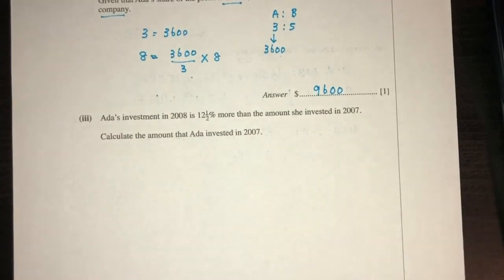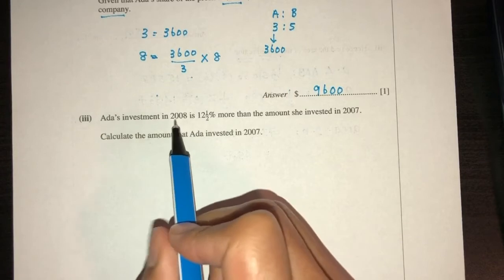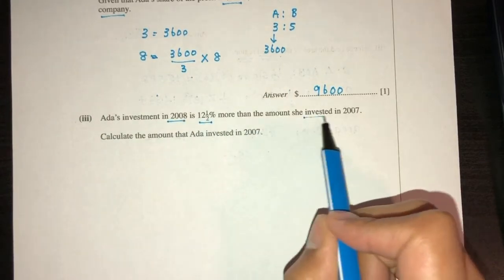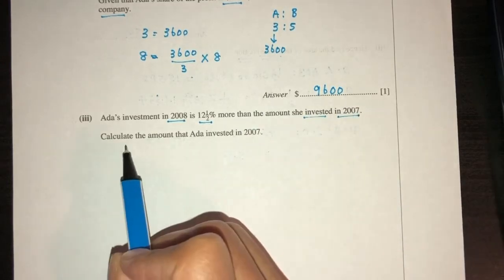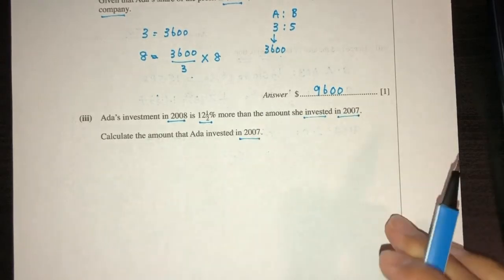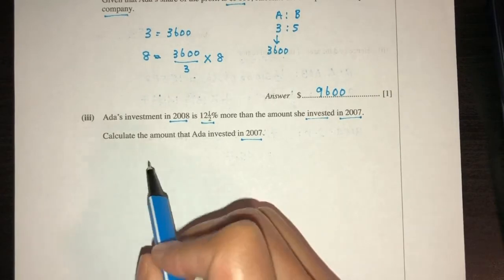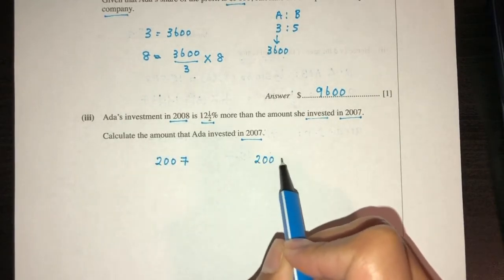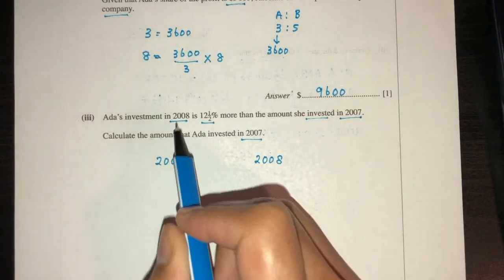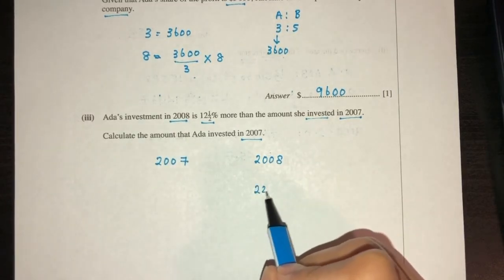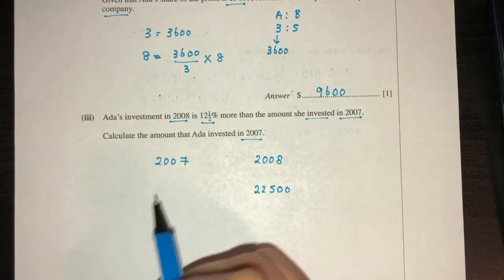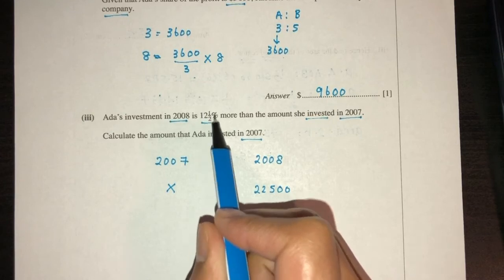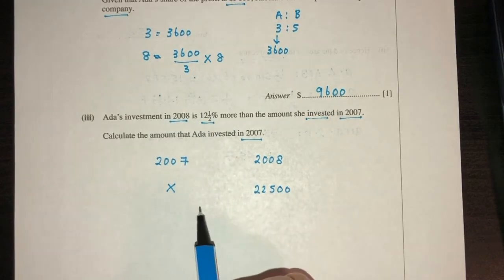Now for part 3, Ada's investment in 2008 is 12.5% more than the amount she invested in 2007. Calculate the amount she invested back in 2007. So let's write this down. 2007 and 2008. In 2008 she invested this much, which is given to you by the question. And we don't know how much she invested in 2007, but we know that it is 12.5% more.